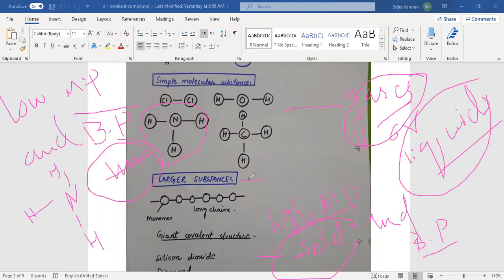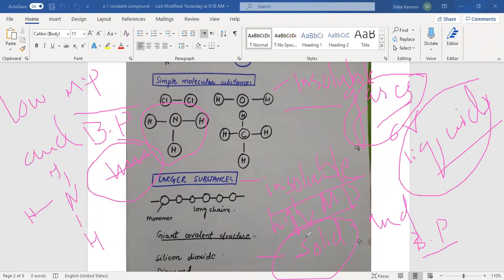If we talk about solubility, then simple covalent compounds are insoluble in water, and macromolecular covalent compounds are also insoluble in water. Both are insoluble because for solubility, a compound must have some ionic nature, having ions that separate when they dissolve in water. But covalent compounds do not have an ionic nature and do not contain charges. That's why they are not soluble in water.